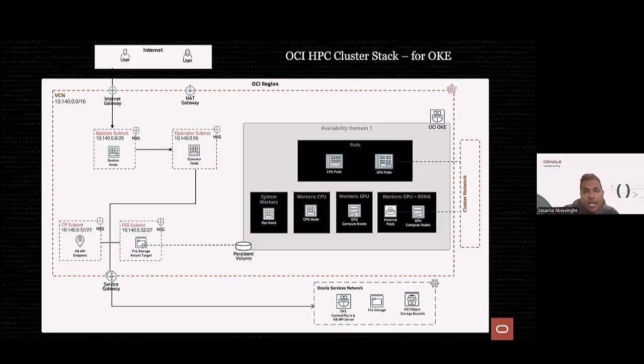From that, we have the system worker node and the worker node for the CPU. The system worker node we use as an ops node, and the worker nodes we use as CPU nodes, as is typical when you're deploying Kubernetes. In addition, we add another worker pool for the GPU compute nodes, and also another pool for the GPU with RDMA. We also include persistent volumes.